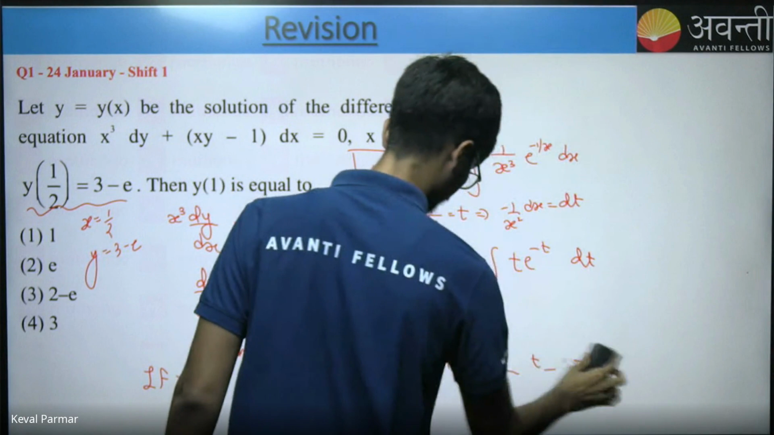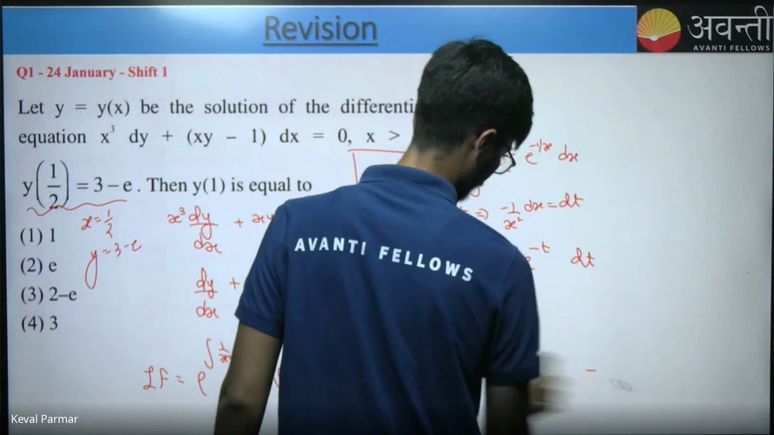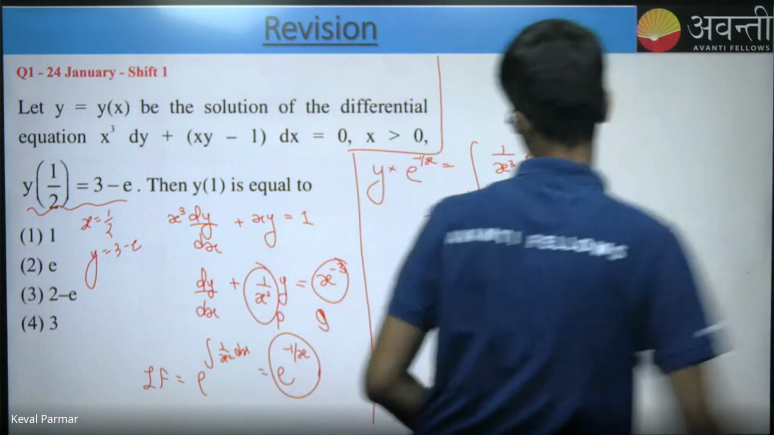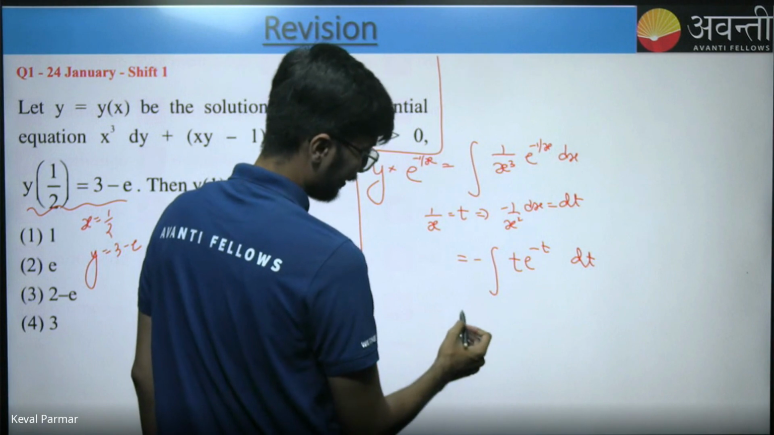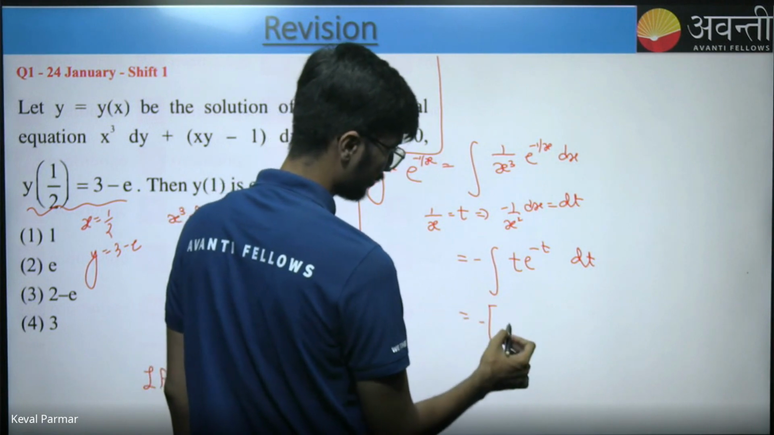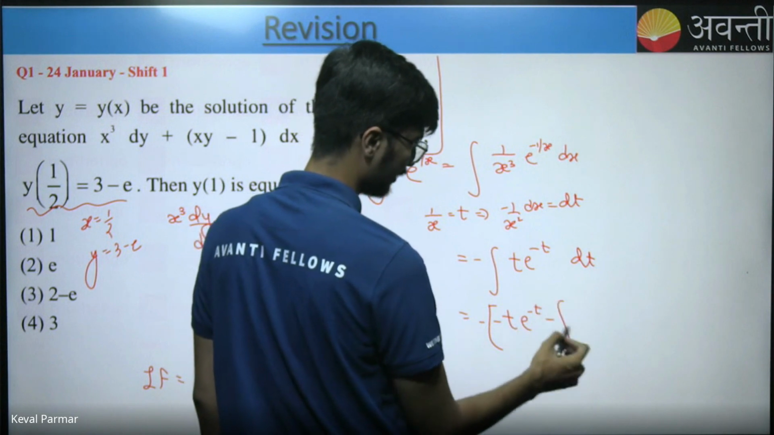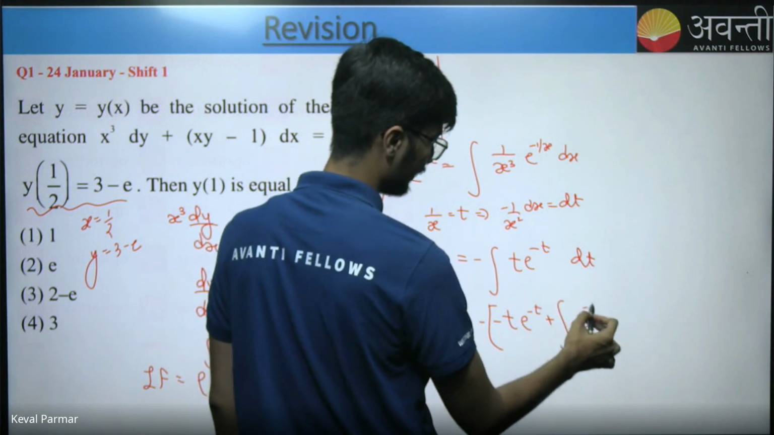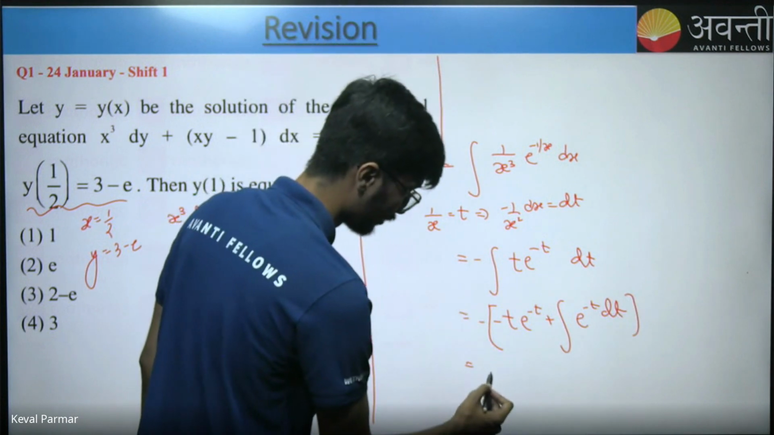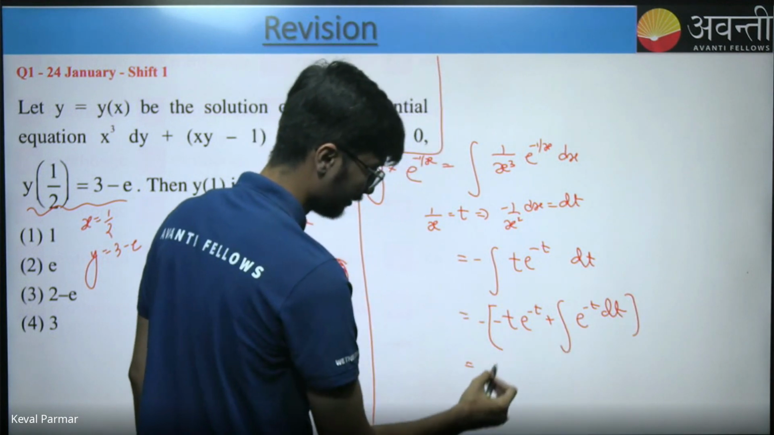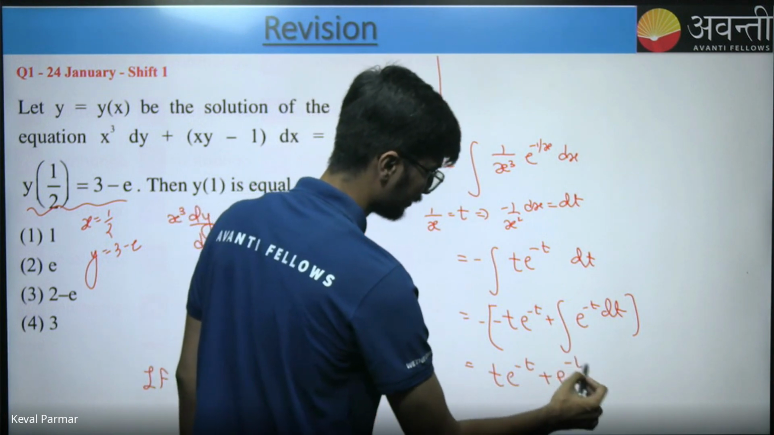Chalo. Now it will be simpler to solve. So we can write it as minus of u integration of v. So minus e raised to minus t minus integration of derivative of u integration of v dt. Right? So I think we'll get minus again. So it will become plus. So t e raised to minus t plus e raised to minus t plus c.